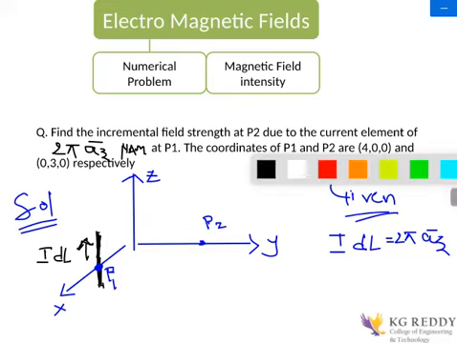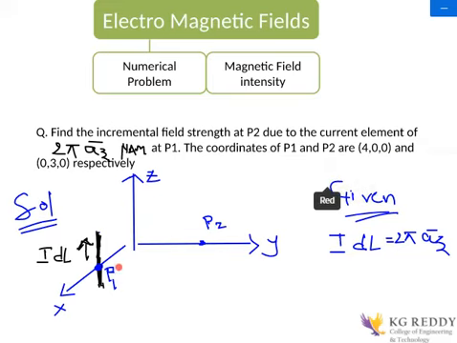Now what is the distance between these two? I am joining the line here. We can represent the distance as r12, because the point P1 is here and the point P2 is here. When you join the line, the distance can be taken as r12. Of course this is a vector, because r12 is a distance vector, which you have seen earlier.